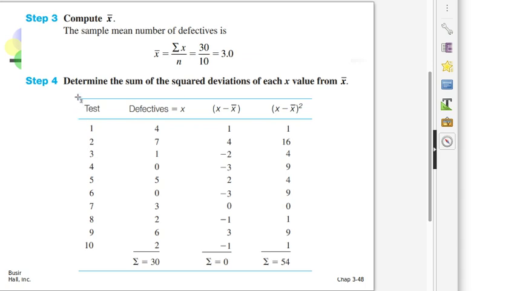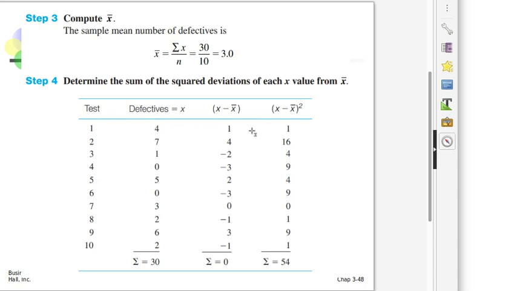Step 4. Determine the sum of the squared deviations of each x value from the mean of all the x values. The tests have 1 to 10 defectives, which are the x values: 4, 7, 1, 0, 5, 0, 3, 2, 6, 2, which sum to 30.